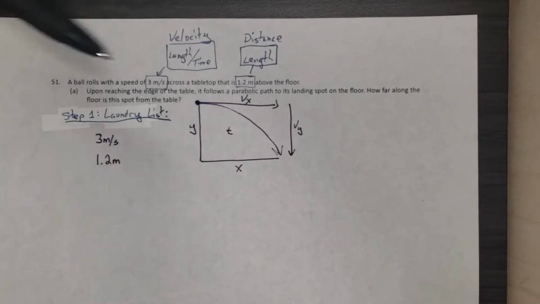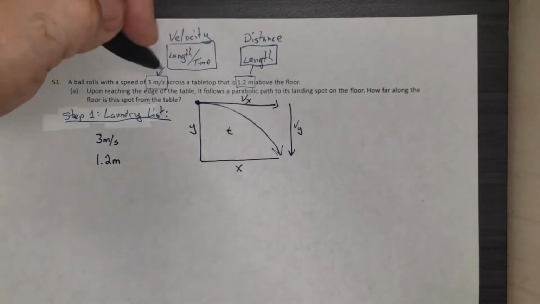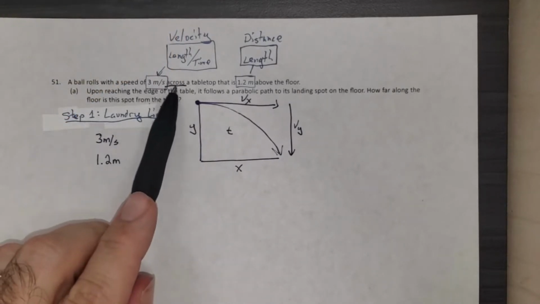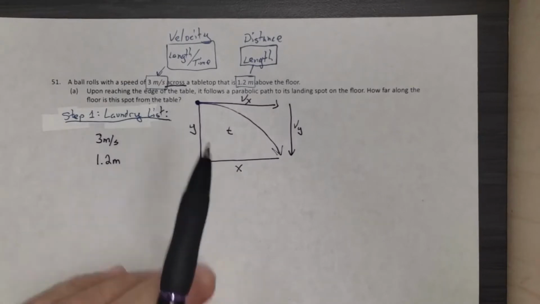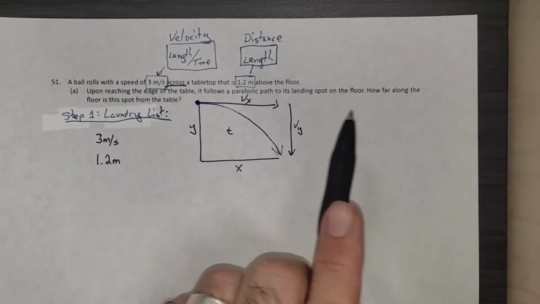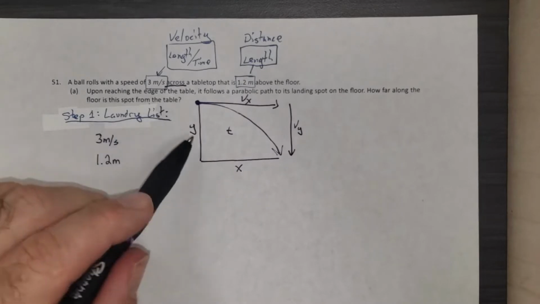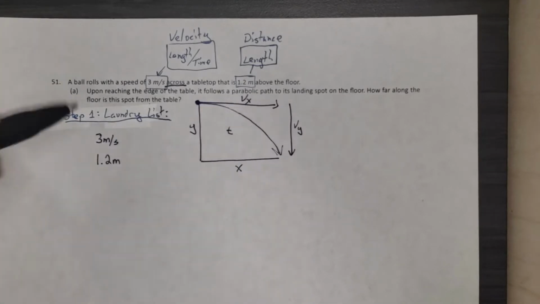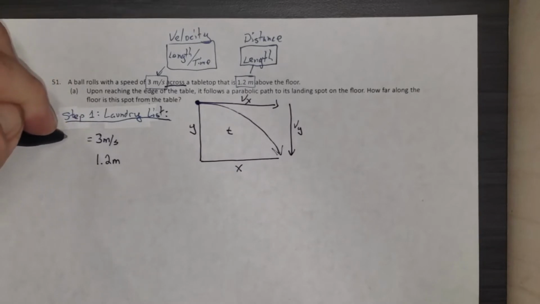Now here, it says that a ball rolls with a speed of 3 meters per second across a tabletop that is 1.2 meters above the floor. This word here, across, shows horizontal motion. If you roll across something, you move horizontally across it. So that means that our v sub x, our horizontal motion, is this 3 meters per second.